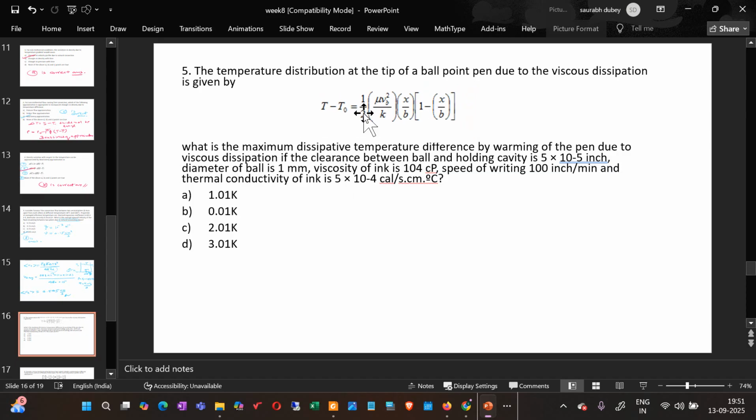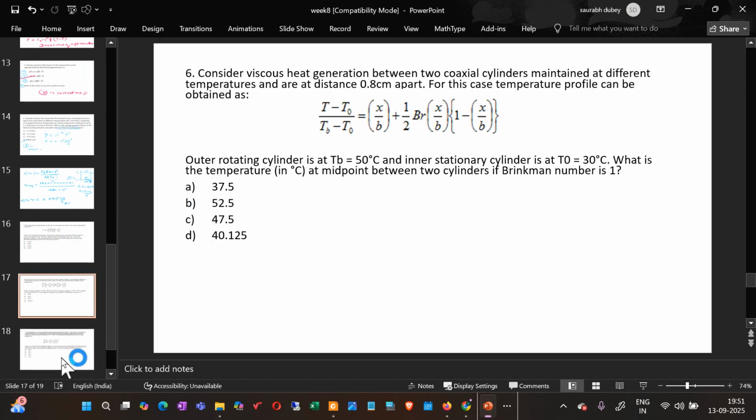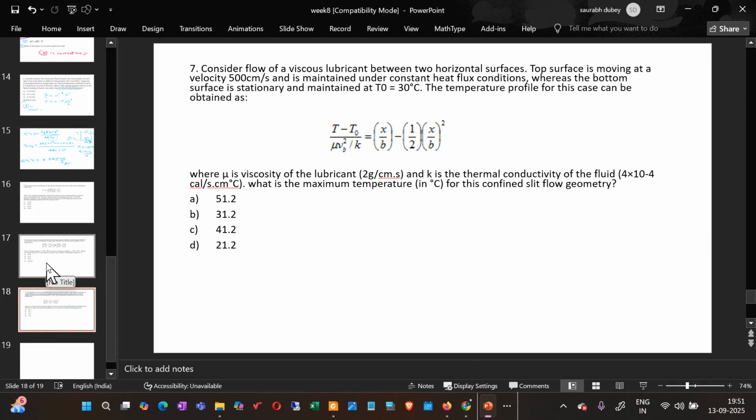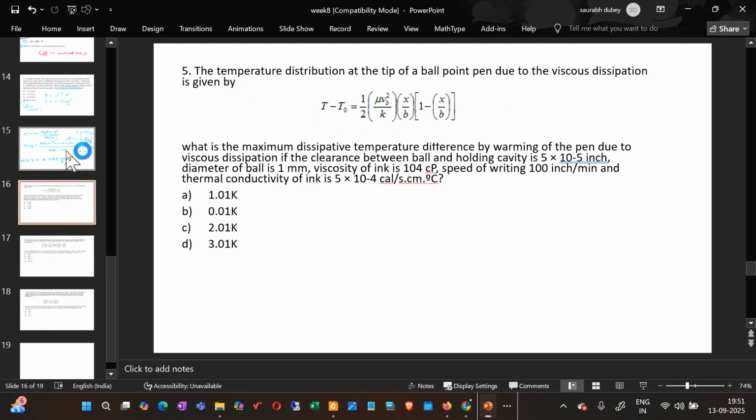So fifth problem, let's read it. Then it will be helpful for you to see what is important in the coming lectures that we will be discussing. So let's read it. The temperature distribution at the tip of a ball point pen, okay, due to the viscous dissipation is given by this. At the tip of the ball point pen, right?